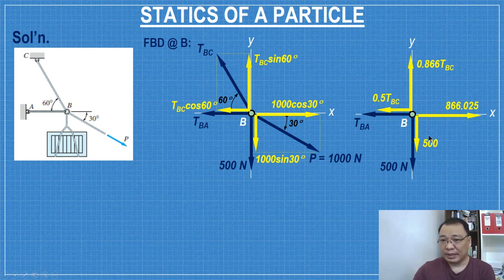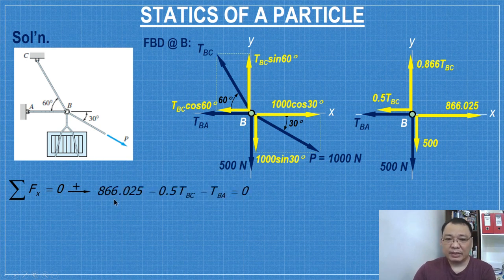And then after this, since all forces are already either horizontal or vertical, you can apply the conditions. Summation of force in X equal to 0. And our sign convention is force going to the right is positive. So we only have three forces: 866.025 plus negative 0.5 TBC, and also TBA. So we have two unknowns. Okay, this is equation 1.